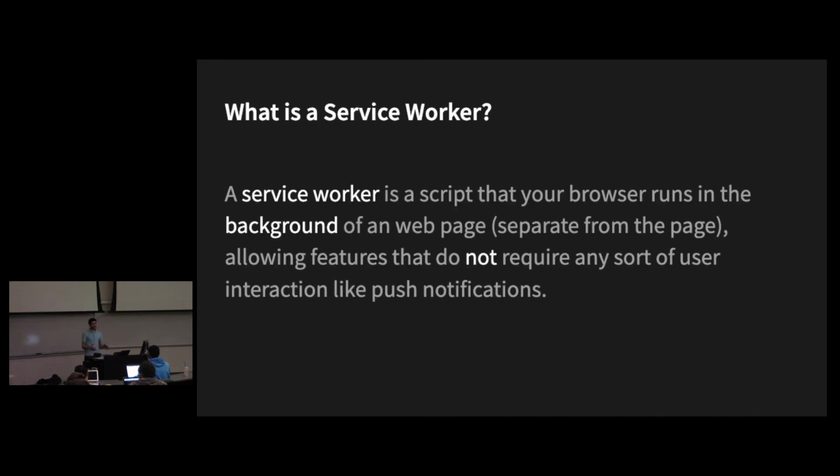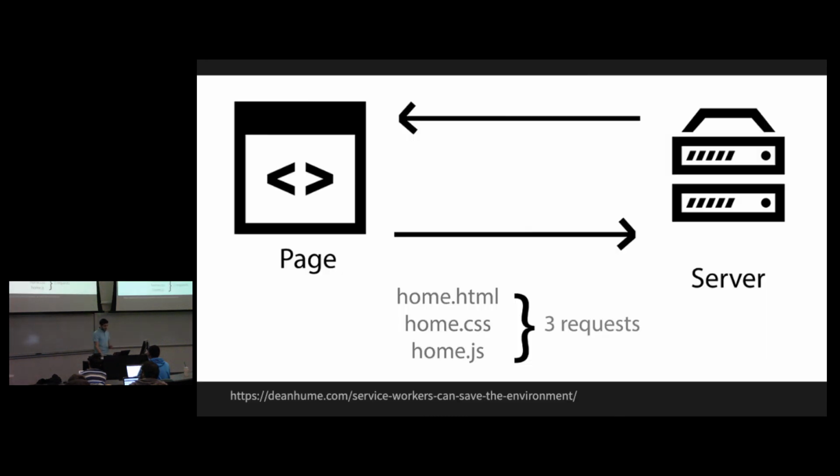A way to implement cache is by using something called a service worker. A service worker is essentially a script that's independent from the script that's running on your page, that runs in the background, and it allows you to implement cache. There are a lot of ways to implement cache, but this is the one I want to focus on today.